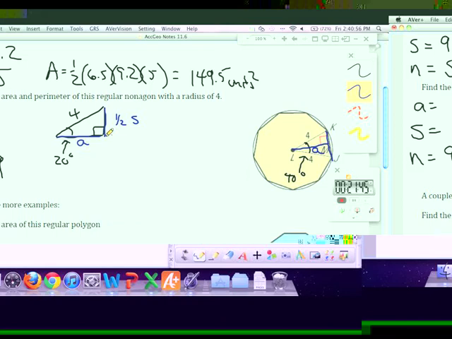And if this chunk is 10, the whole side length is twice that, which is 20. Plug those three things into our formula, and you're good to go. Rock and roll. You've got your area. In this case, the piece to find was the side length. This was the meat of the problem. If I give you the apothem, chances are you're going to have to find the side length.